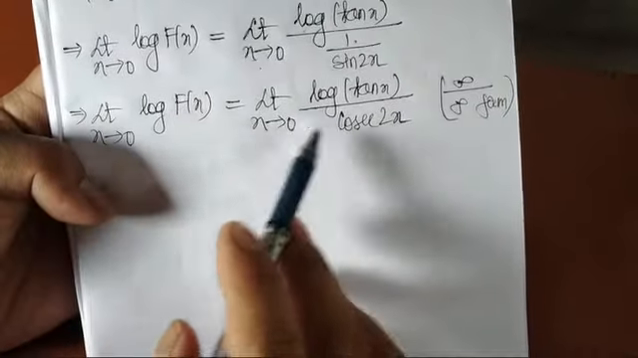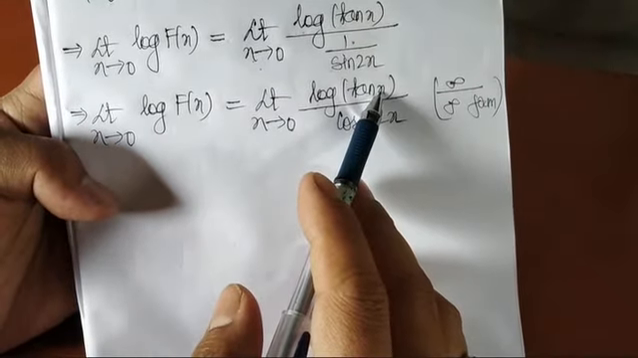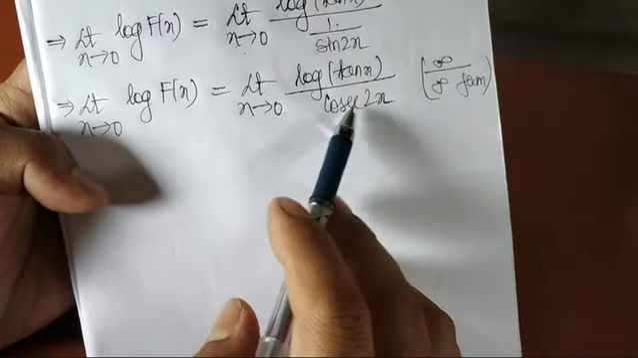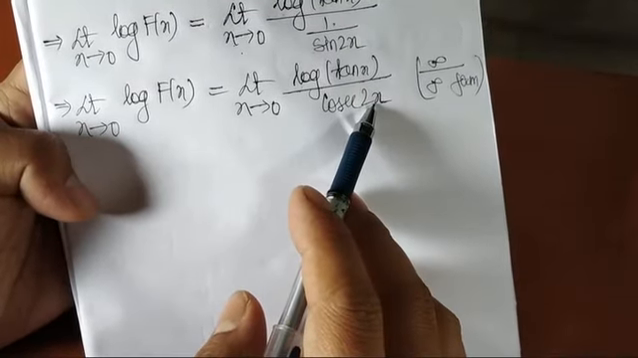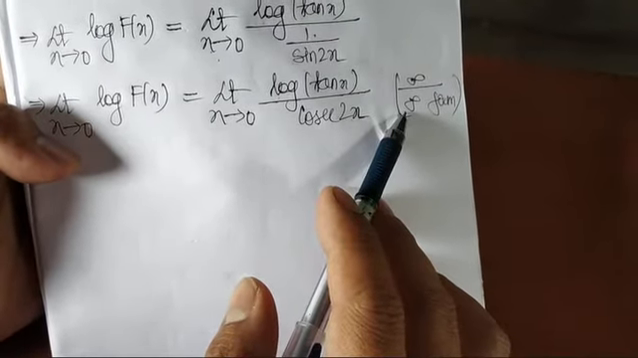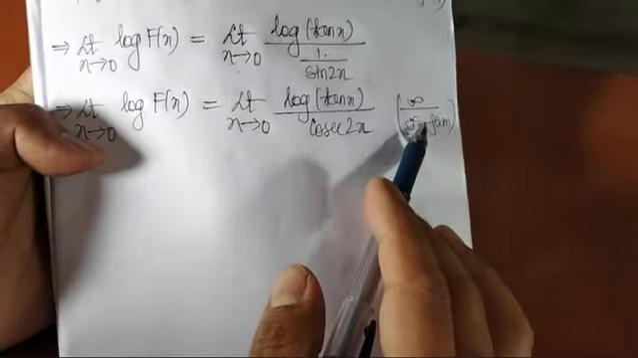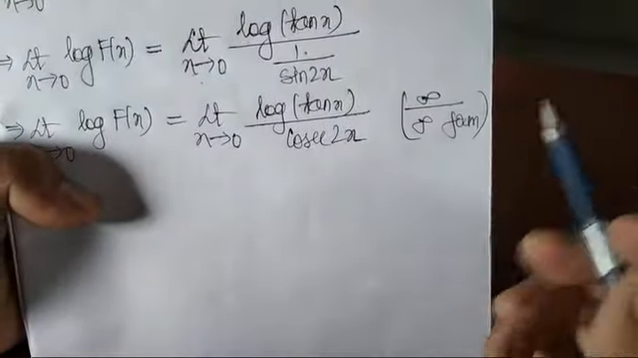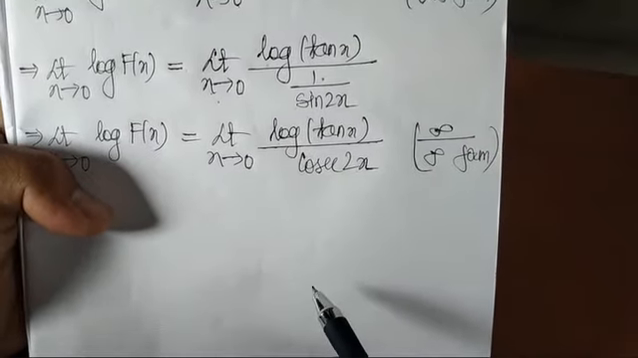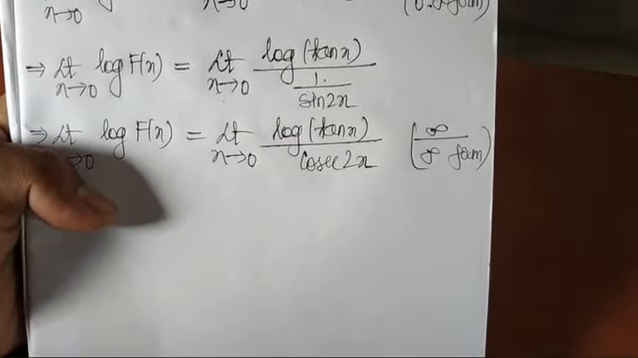Now when you check the form, limit x tending to 0, log tan 0, tan 0 is 0, log 0 is infinity, cosec 0. Now sine 0 is 0, so cosec 0 is infinity. I hope you can identify the form. It is infinity by infinity. So what will I do now? Since it is infinity by infinity form, we'll have to use L'Hopital's rule again. I'll do the differentiation and then explain to you again. Clear?